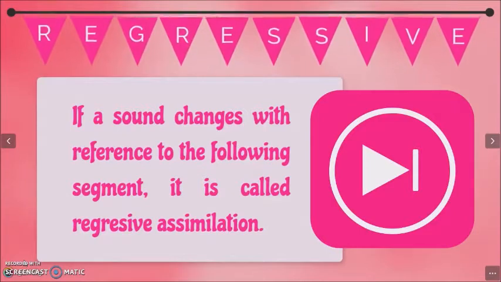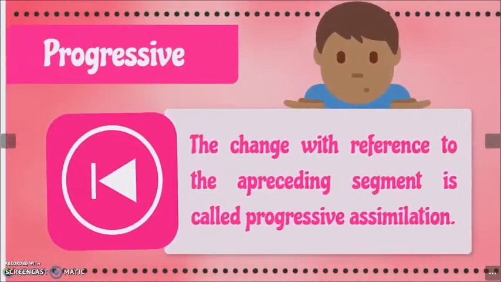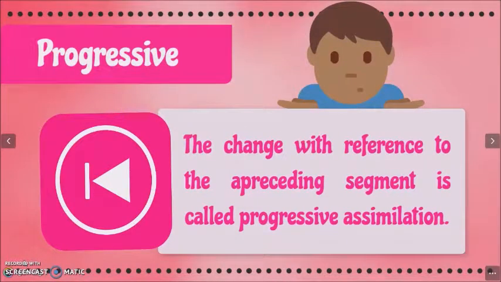To avoid the problem, there exists a variety of alternative terms. Regressive assimilation is also known as right to left, leading, or reciprocal assimilation. Progressive assimilation is known as left to right, preservative, lagging, or lag assimilation.